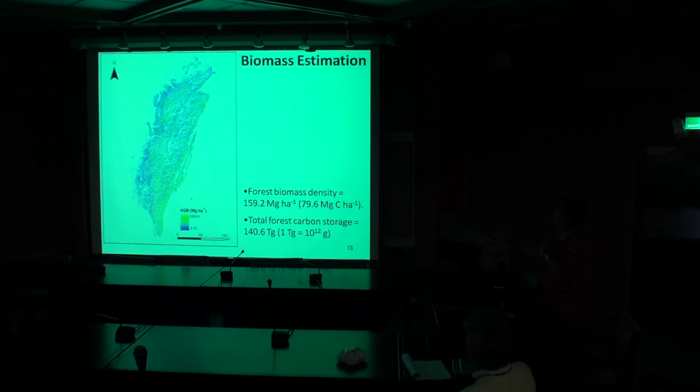So we estimate the forest biomass density is about 160 megagram per hectare. For the total forest carbon storage for Taiwan, what I call forest here is about 40% vegetation cover. There are hundreds of definitions of forest, some of them 20-30%, some of them 70%, but for this study we used about 40%. So the total forest carbon storage for the entire Taiwan is about 141 teragram, and 1 teragram is a lot.